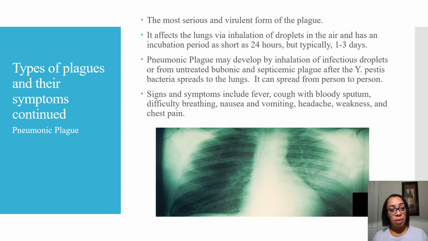Some of the signs and symptoms of the pneumonic plague include fever, cough with bloody sputum, difficulty breathing or shortness of breath, nausea and vomiting, headache, weakness, and chest pain, just to name a few.